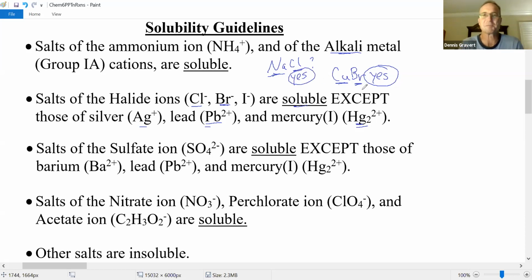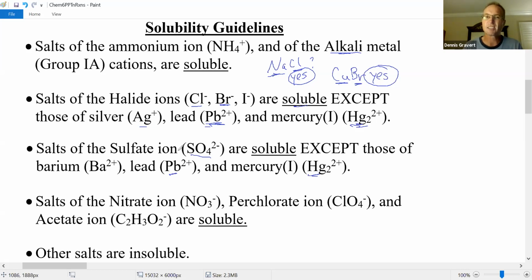That's how the game is played. Not too bad. Okay, third guideline is now sulfate comes into play. One of the polyatomic ions, yep. SO4 2-, if you see that in your salt, it's probably soluble, except with mercury or lead again. So these follow through again.